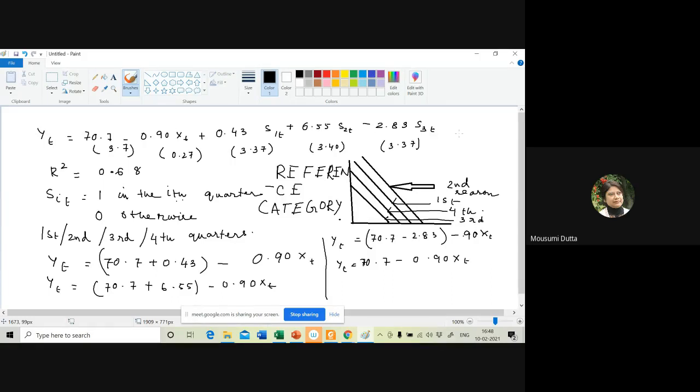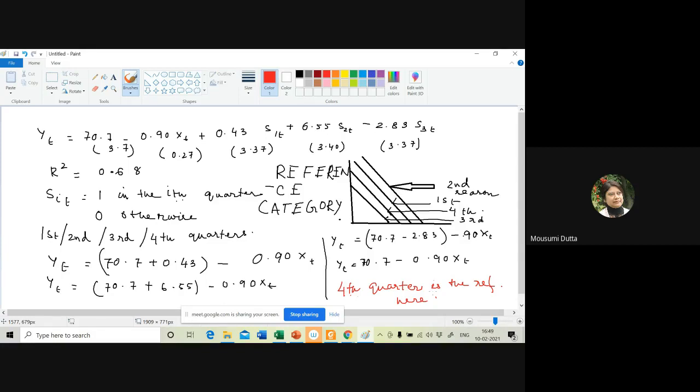So in this particular case, what is the reference category? What is the reference category in this particular case? The fourth quarter. Yeah, fourth quarter. So the model having the original intercept is considered as the reference category.